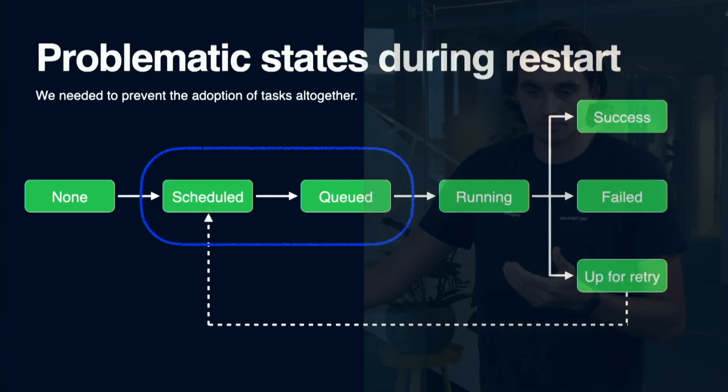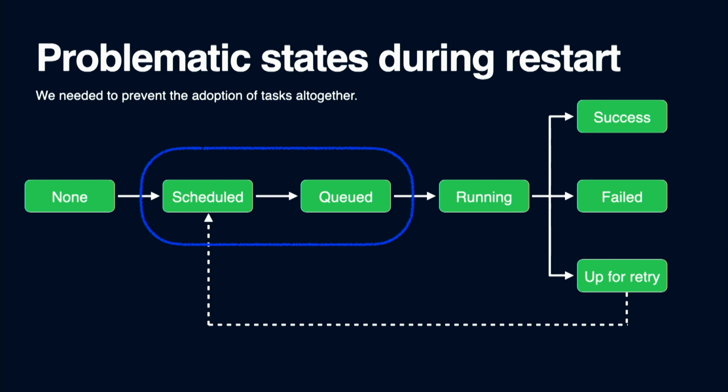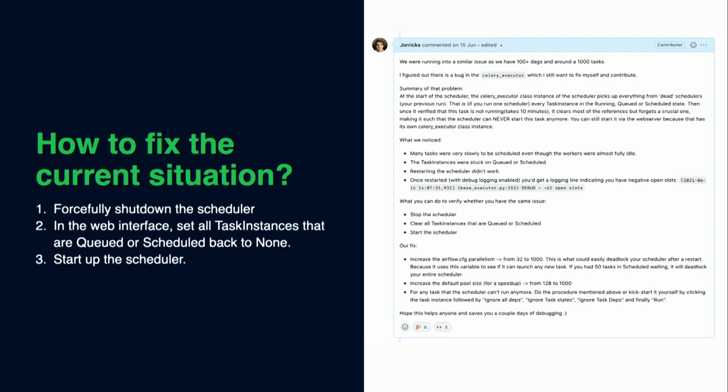So how do we fix the issue at hand without waiting for Airflow to update? The problematic states were really scheduled and queued, because if tasks were in these states during the adoption, then this issue would occur. So when we restarted the scheduler, we needed to prevent tasks from being in scheduled or queued state. Every time we wanted to restart the scheduler, we needed to forcefully shut it down, go into the web interface, search for all task instances that were queued or scheduled, set them back to none, and then start up the scheduler. And that basically made the issues go away.